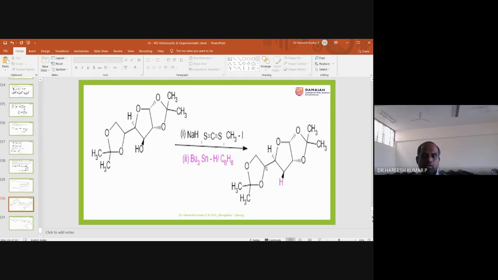So this is what is called the Barton-McCombie reaction. The Barton-McCombie reaction means replacement of a hydroxy group with hydrogen. How is it replaced? A hydroxy compound is treated with sodium hydride, carbon disulfide, and methyl iodide, followed by tributyl tin hydride. That will give you a replacement of the hydroxy group with hydrogen. So with this, I will go to the next slide.